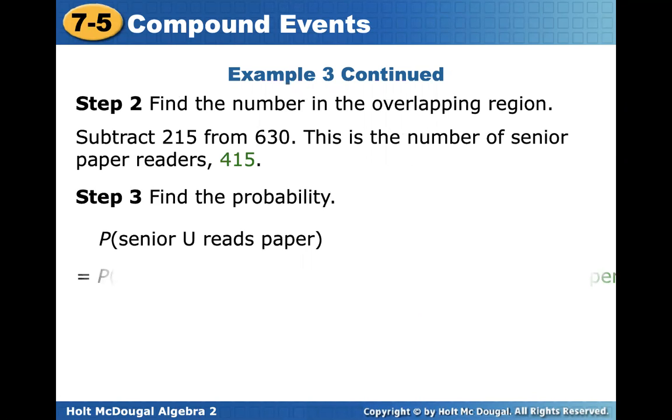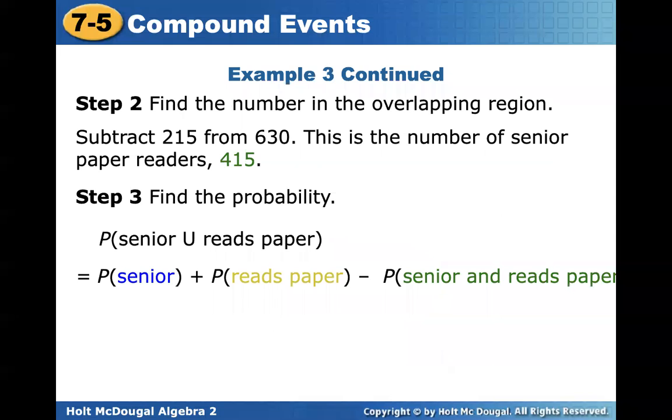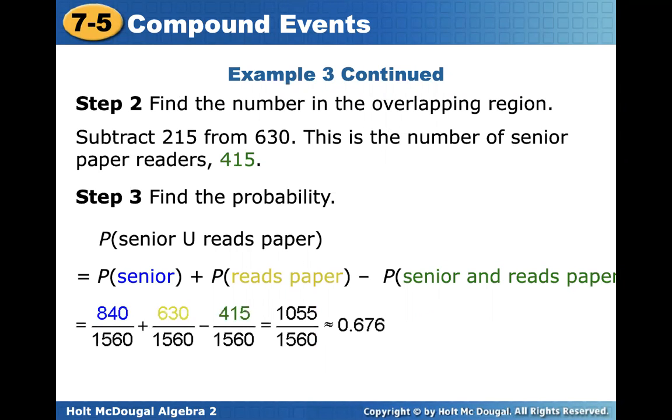So our probability would be, the probability they're senior, that's 840 out of 1560. Reading the paper was 630 over 1560. And we figured that the overlap, there were 415 seniors that read the paper, right? This is that overlap right here. And we used our diagram to come up with that. So that would tell us our probability is 1,055 out of 1560, or roughly 68%. 68%. All right.